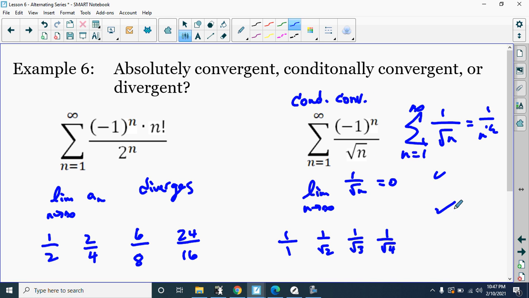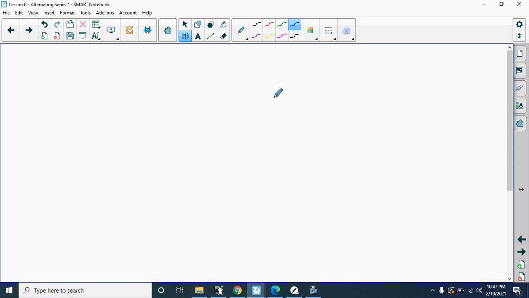Notice all p series, so 1 over n, if the p value is more than 1, it absolutely converges, whether it's alternating or not. If it's 1 over n to the first, or 1 over n to the 1/2, or 1 over n to the 1/7, as long as this is a positive number.